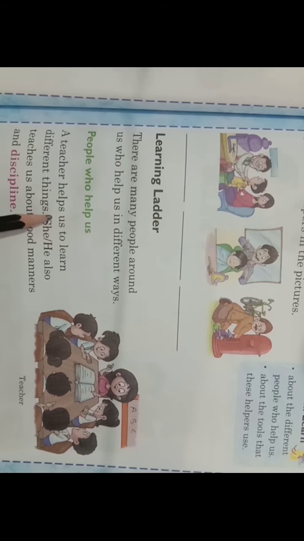Learning ladder. There are many people around us who help us in different ways. People who help us. A teacher helps us to learn different things. She or he also teaches us about good manners and discipline. Can you see the picture, children? What do you see in this picture? Yes, you see the teacher sitting in the center and the children all surrounded by.